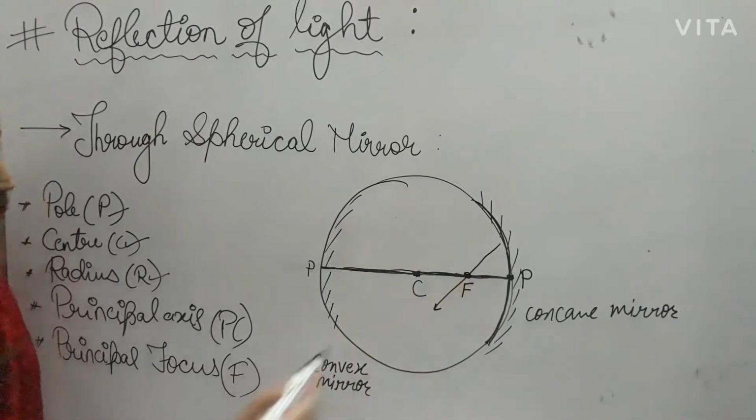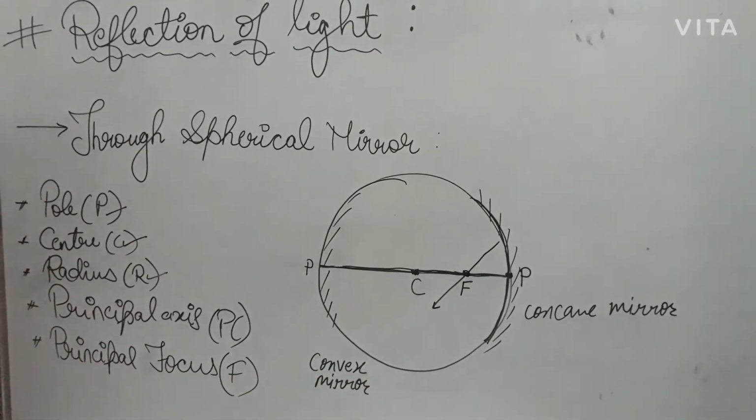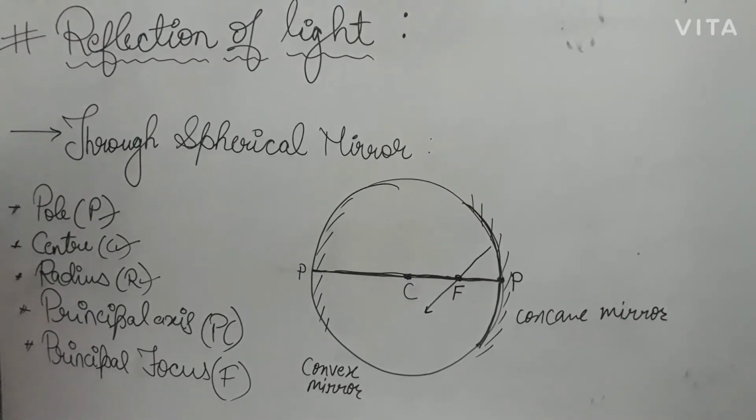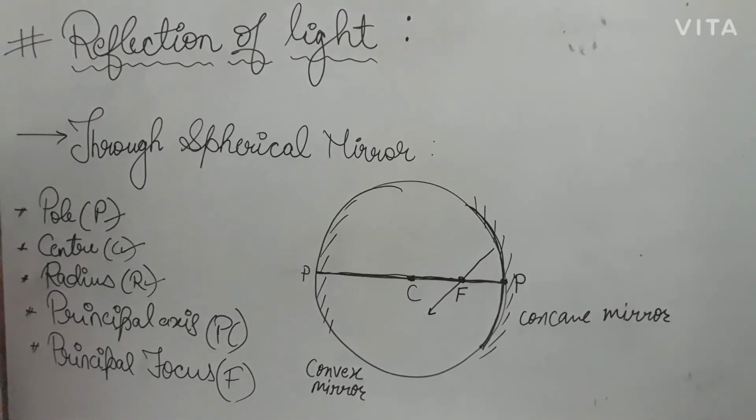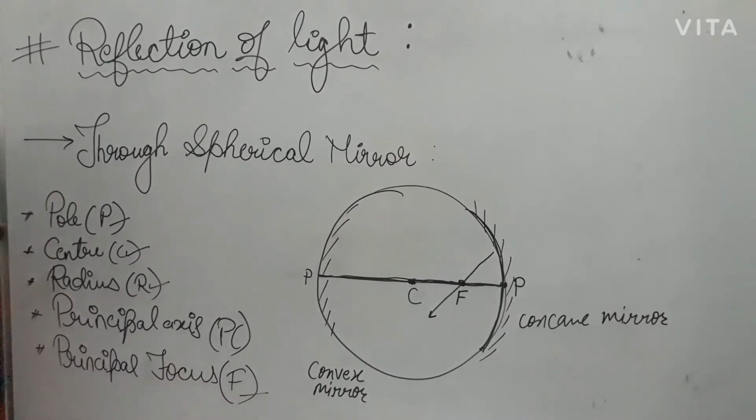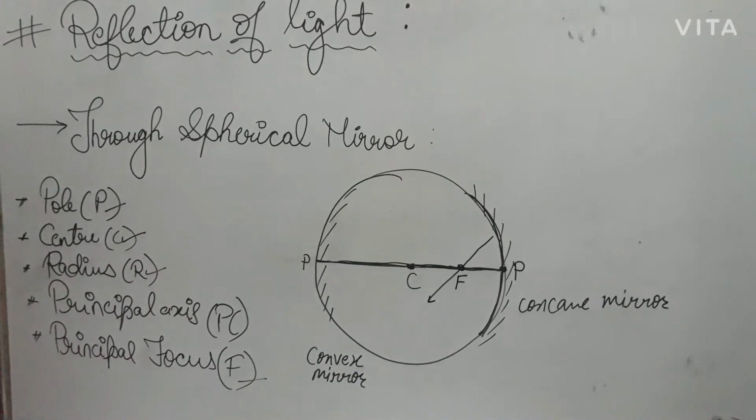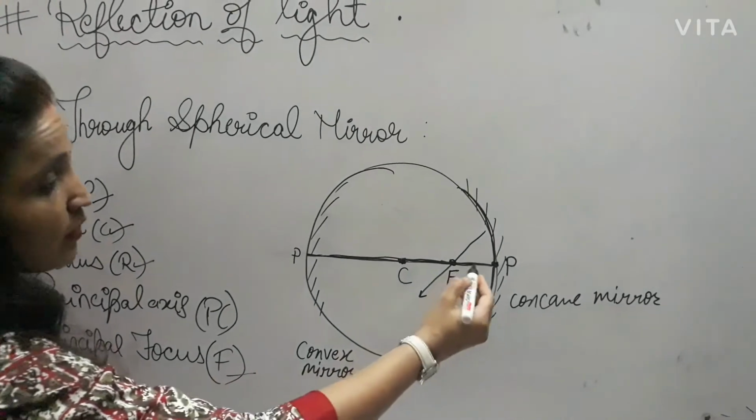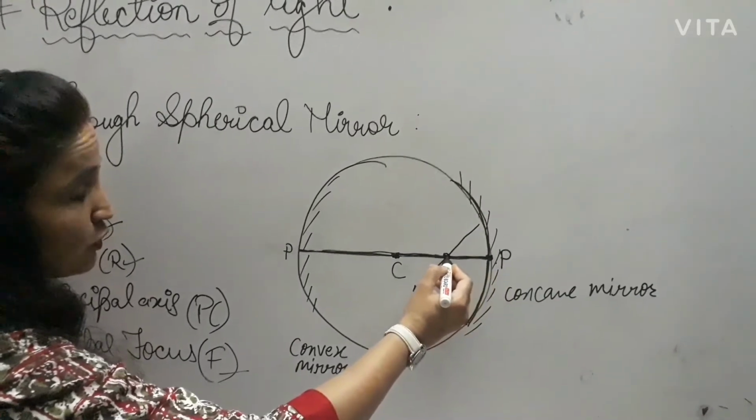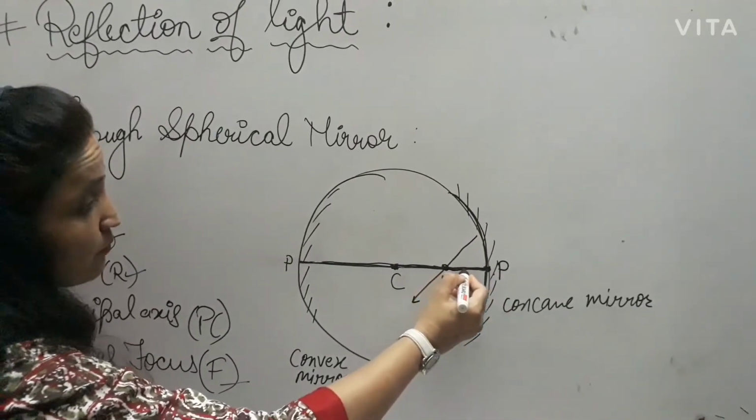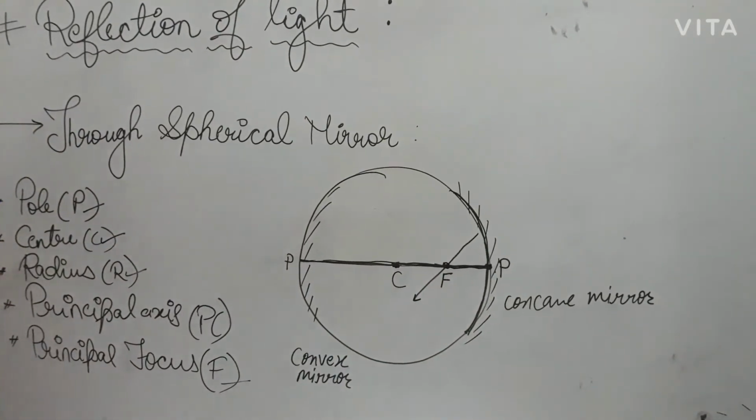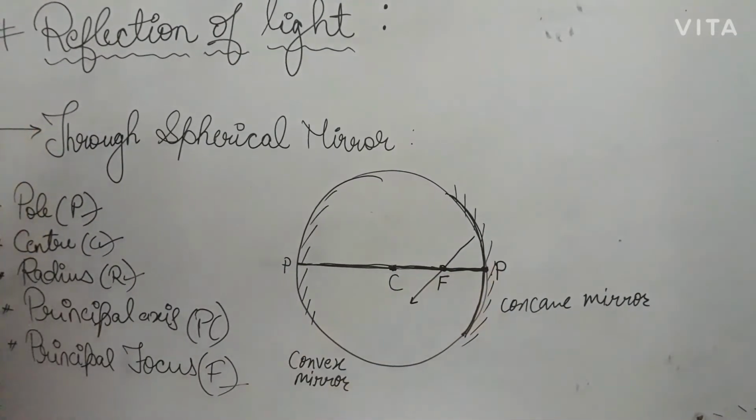Fifth is the principal focus. It is the point through which the reflected rays pass when the incident rays are parallel, and it is denoted by the letter F. Focal length: now what is the focal length? It is the length between the pole and the focus point. So the length between P and F is known as the focal length.